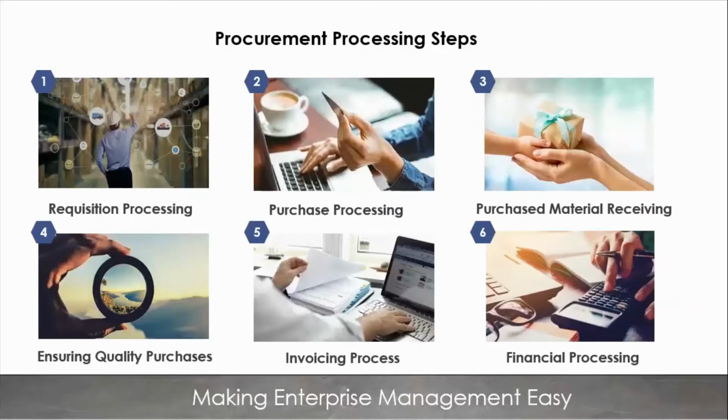The fourth step is ensuring quality of received goods as per the defined company standards. The fifth step is the invoice processing, which involves the generation of an invoice. And the sixth step is financial processing, which involves clearance of invoice using the finance module.